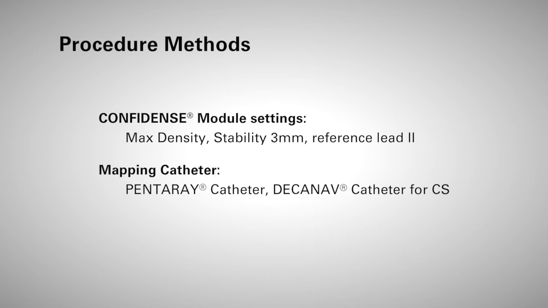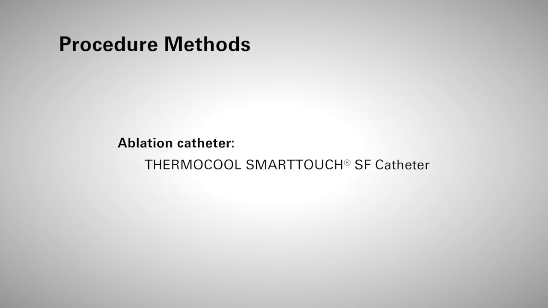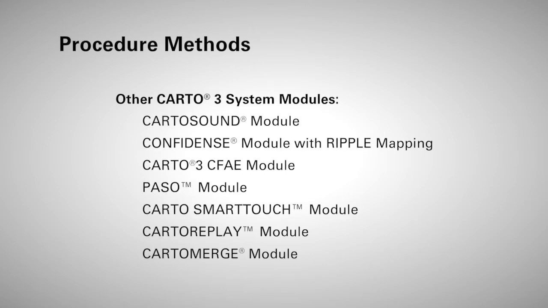The reference cannot be an internal coronary sinus reference, as this is atrial fibrillation, so surface lead 2 or any of the surface leads would be adequate for mapping and use with confidence. The ablation catheter in this case was Thermocool Smart Touch. The other modules outlined here were used during the case as well.